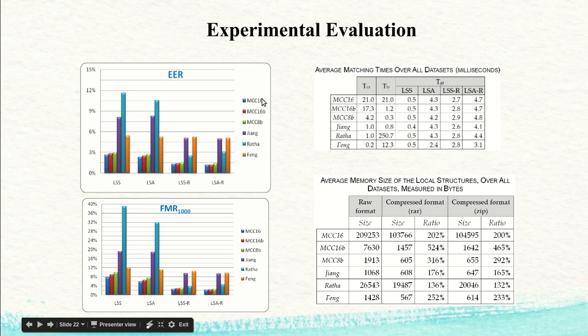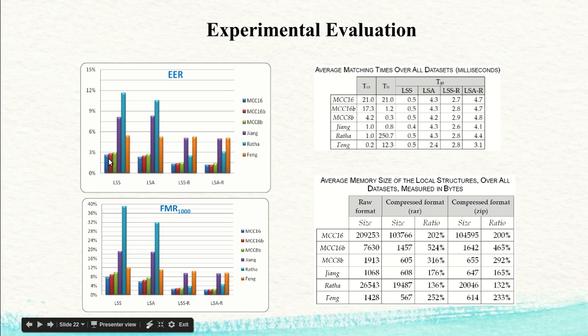What are these? These are the Minutia Cylinder Code. 16 means the value of NS is equal to 16. 16B means the value of NS is equal to 16, but it is bitwise. 8B means NS is equal to 8 and it is bitwise. Jiang is the algorithm based on the paper published by Jiang, and likewise the paper published by Ratha and the paper published by Feng. Now you can see that the top three, which is MCC, the derivatives of each other, are shown from left to right in this form.